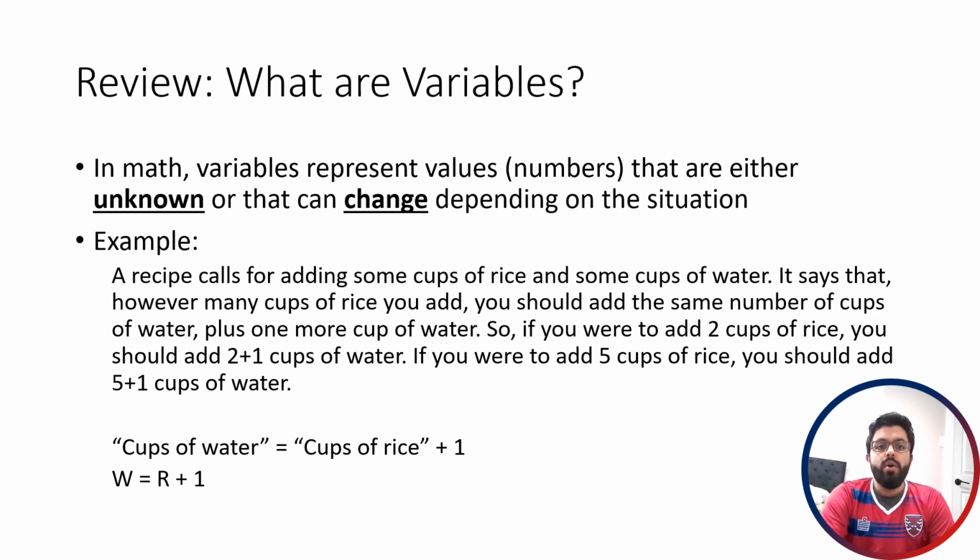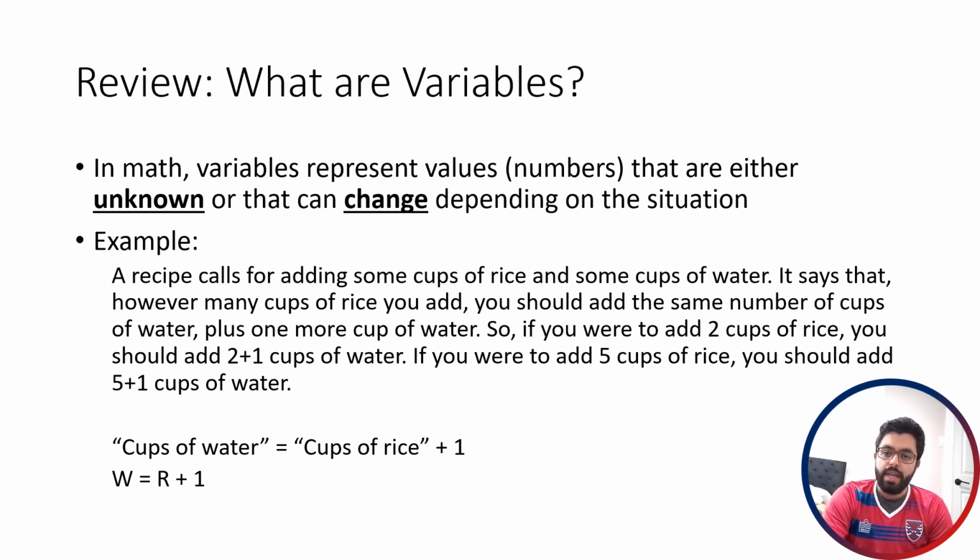So a brief review: what are variables exactly? Variables in math are values, which are numbers. You might hear me say value, you might hear me say number, you might hear me say quantity. It's all the same thing. Variables represent values or numbers that are either unknown or that can change depending on the situation.